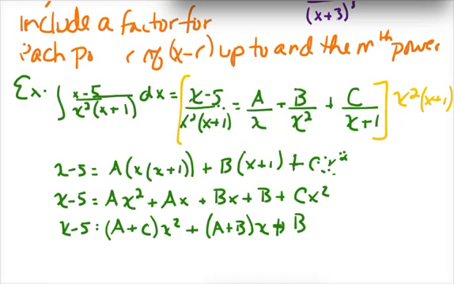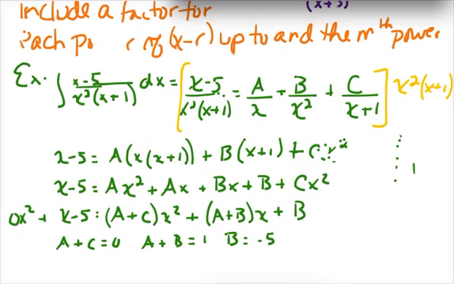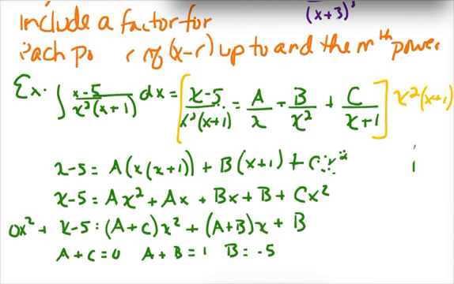Okay, so equating these is pretty straightforward. You're going to get, and this is 0x squared, so a plus c is equal to 0. It's going to yield 3 equations: a plus 3 is equal to 0, a plus b is equal to 1, and b is equal to negative 5. And we're lucky there. So we can go about and substitute in.